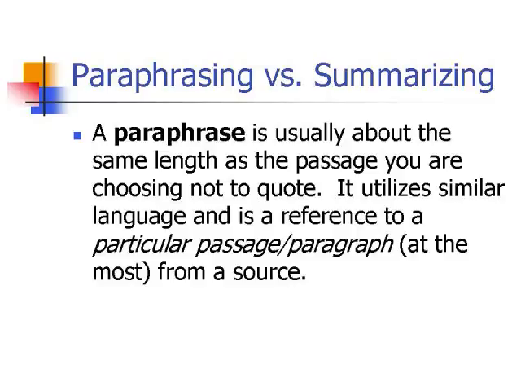The differences here are that a paraphrase is usually about the same length of the passage that you're choosing not to quote. It utilizes very similar language, and it's a reference to a very particular part, paragraph, piece of information, etc., from the source. I've posted links on our class site to some examples that you'll be able to take a look at. So, a paraphrase might be, you want to cite 3 sentences from somebody's source, but you want to write them in your own words. You'd write approximately 3 sentences, but you'd still give a citation.